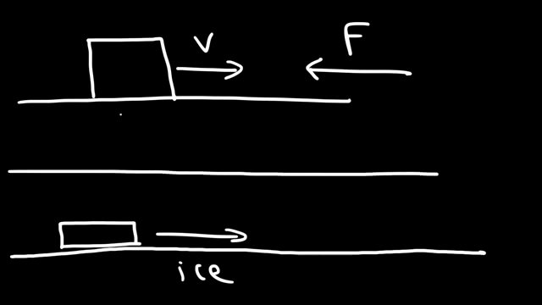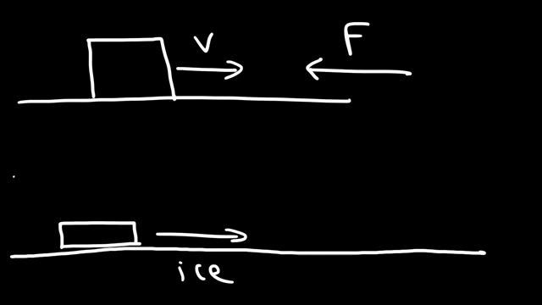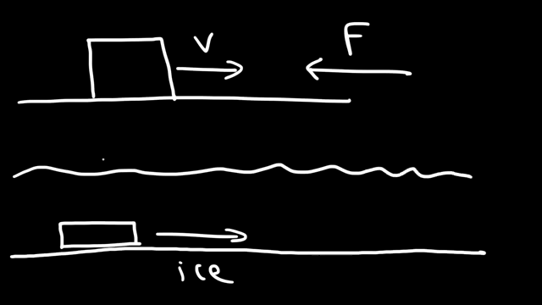Whereas let's say if you have the same object across a rough surface, this object will not slide very far. It's going to come to a stop quickly because there's more friction. And so if you can reduce friction, the object will travel for a very long time. And if you can completely eliminate friction, then by Newton's first law of motion, it should continue forever. So an object in motion will continue in motion unless acted on by a force.